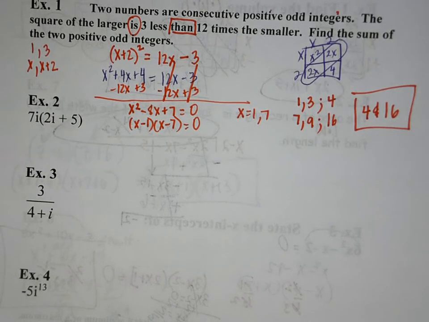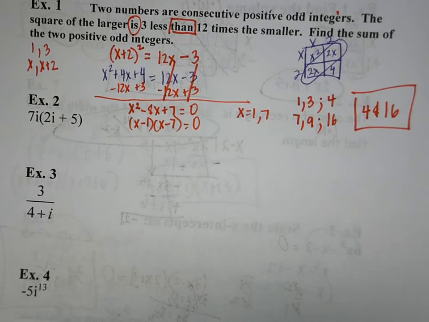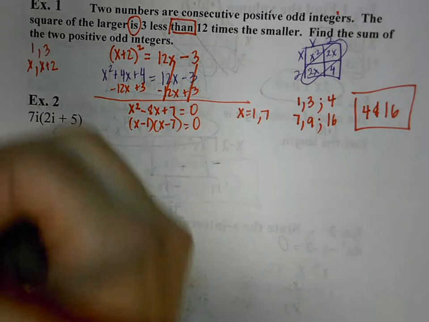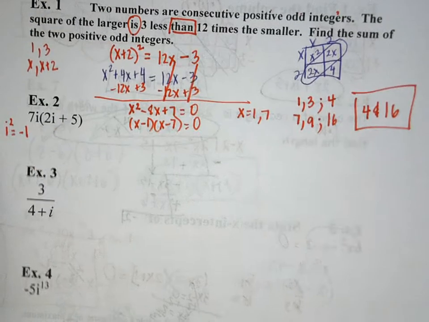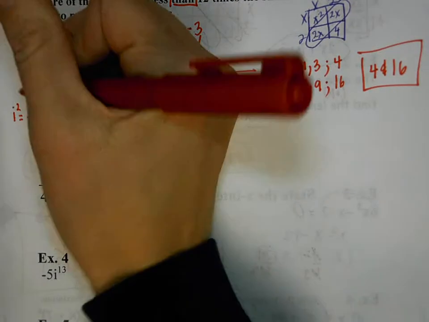Questions on example 1. Okay, example 2. We're dealing with i's. Who remembers the most important thing about i's? Anthony. When two of them are together, they're negative. Good. i squared equals negative 1. Okay, you need to remember that.